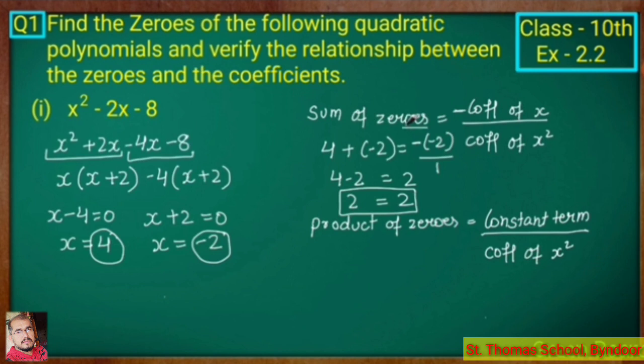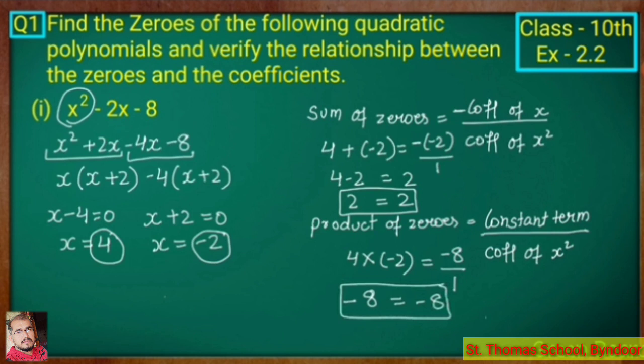Next, the product of the zeros. We multiply alpha and beta, the two zeros: 4 into minus 2. The product of the zeros equals the constant term divided by the coefficient of x square. 4 into minus 2 equals the constant term. Which is the constant term here? Minus 8 is the constant term, divided by the coefficient of x square. Which is the coefficient of x square? It is 1. Now 4 into minus 2, plus into minus is minus, and 4 times 2 is 8, so it equals minus 8. So this is our verification.